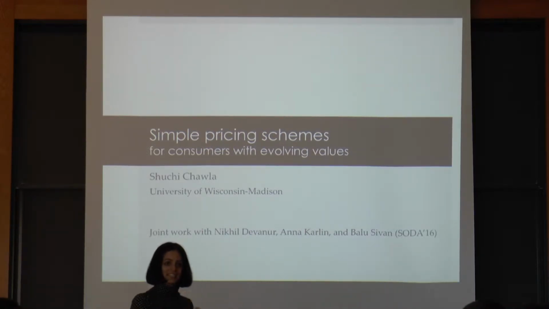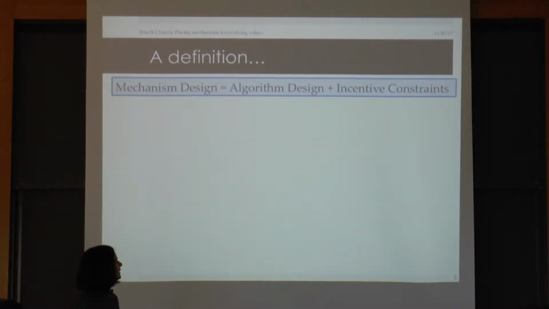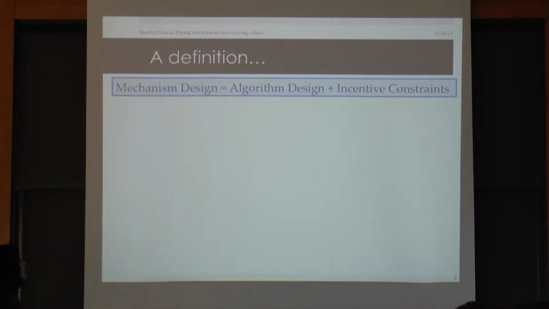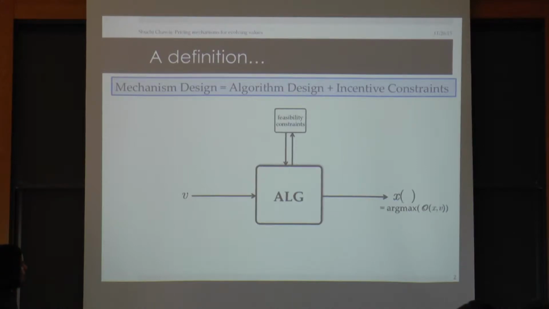So this talk is about a topic in algorithmic game theory, and to be more precise, on mechanism design. So let me start with a definition of mechanism design. What is mechanism design? It's basically algorithm design, but you have extra incentive constraints to take care of. And let me explain what I mean by that.